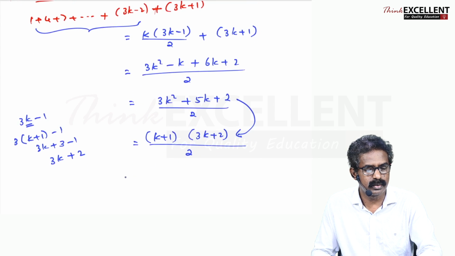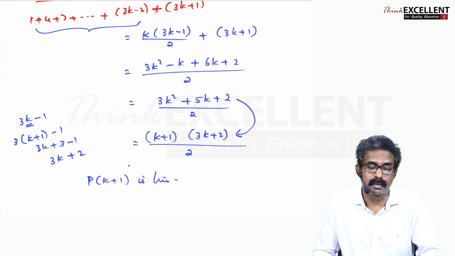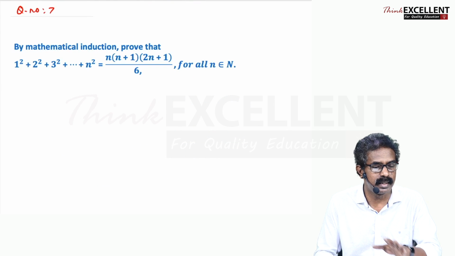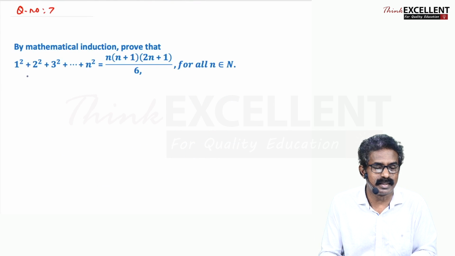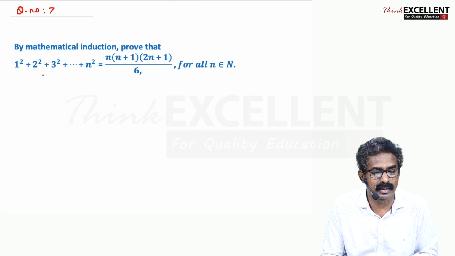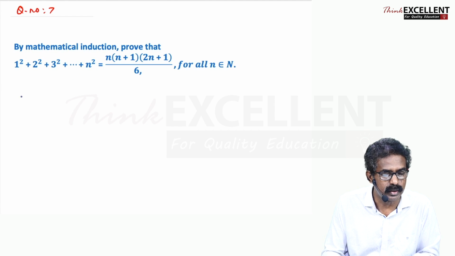So, hope you understood. So, you can say P of k plus 1 is true. Then the conclusion you write: by the principle of mathematical induction, it is true for all natural numbers. Just I am going to help you one more question. This also you already studied in 10th standard. 1 square, 2 square, 3 square, etc. up to n square is n into n plus 1 into 2n plus 1 by 6. You take the statement as P of n.